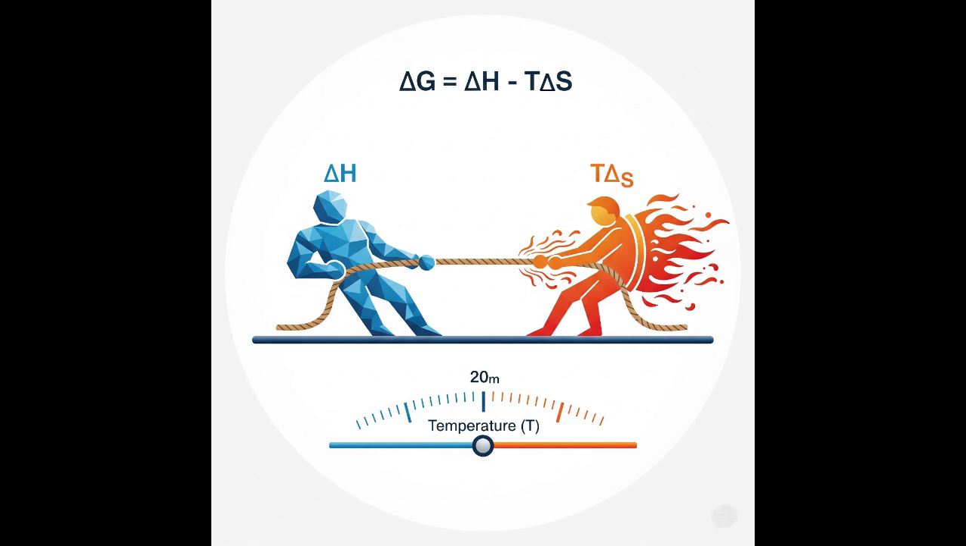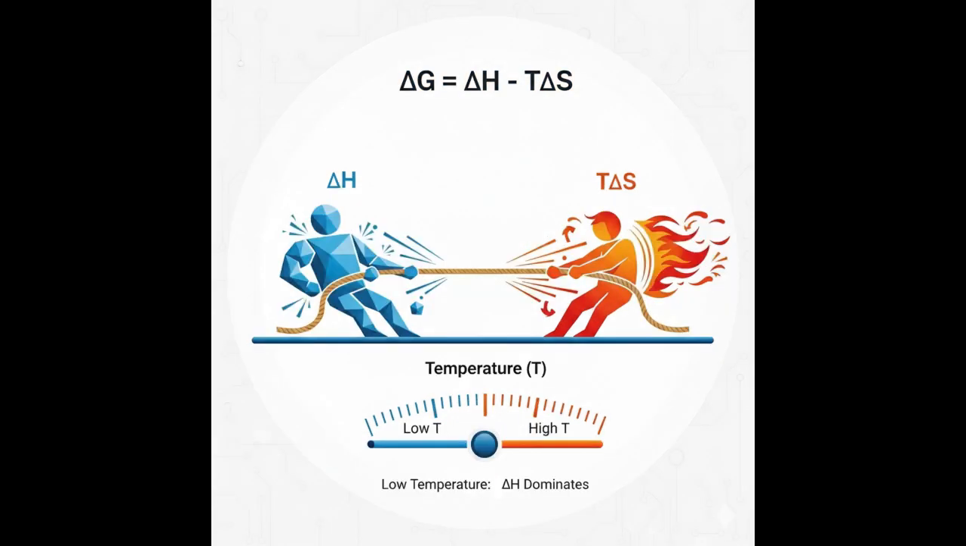The relationship delta G equals delta H minus T delta S is incredibly powerful. It shows that spontaneity is a balance between the tendency to minimize enthalpy, exothermic reactions, and the tendency to maximize entropy, increased disorder. At low temperatures, delta H often dominates, while at high temperatures, the T delta S term becomes more significant.